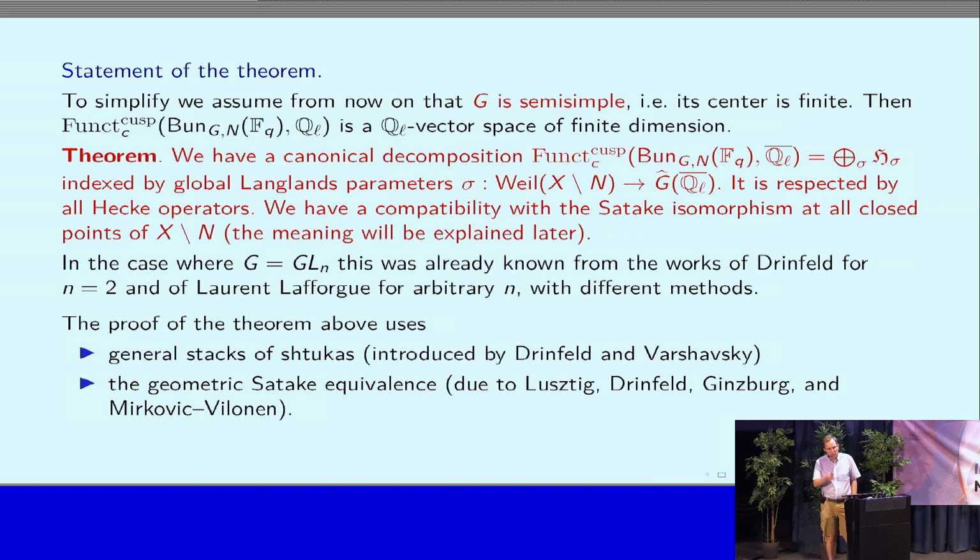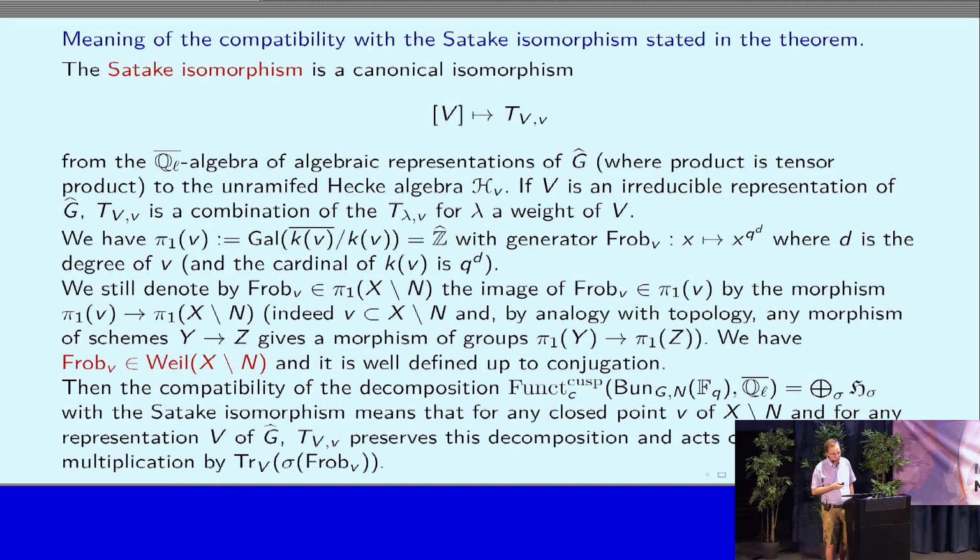which are morphisms from the Weil group of X minus N to G hat of Q_l bar, up to conjugation. It's respected by all Hecke operators. And we have a compatibility with the Satake isomorphism at all closed points. We'll explain the meaning. So it was already known by Vincent and my brother for GL_n. So I will introduce the Shtukas and the geometric Satake equivalence, which are used in the proof.